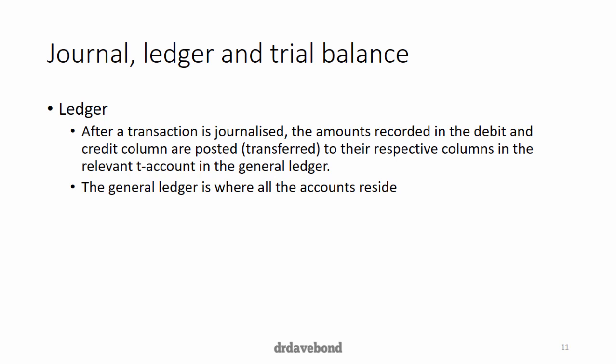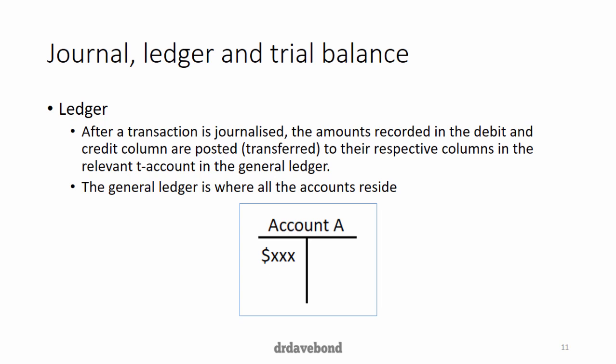And that's quite a simple process. If it's a debit in the journal, we just put that amount on the debit side of the relevant T account. If it's a credit, we put it in the credit, and that's it. So it ends up looking something like this.